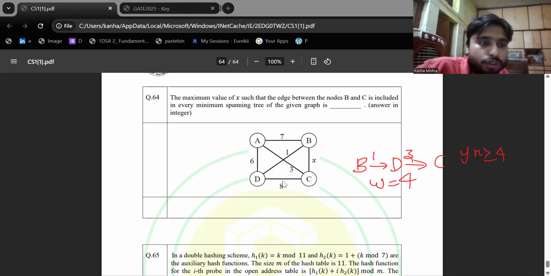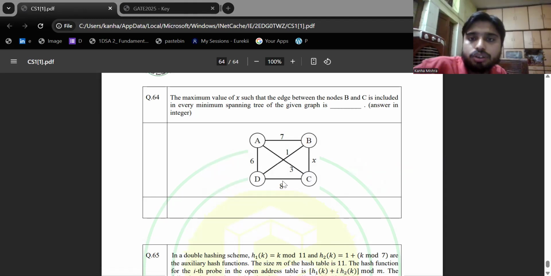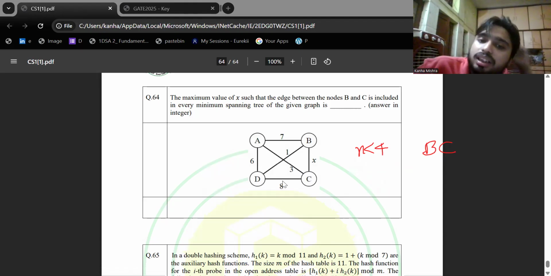Okay. We want to force the inclusion of BC in every single MST. हमें ये forcefully कराना है. ठीक है. So if x is less than 4, then edge BC is cheaper and gets picked by Kruskal. ठीक है. If x is equal to 4, then both the options are equal. So an MST with or without BC may exist. But if x is greater than 4, then Kruskal will prefer BD and DC and BC might be excluded.